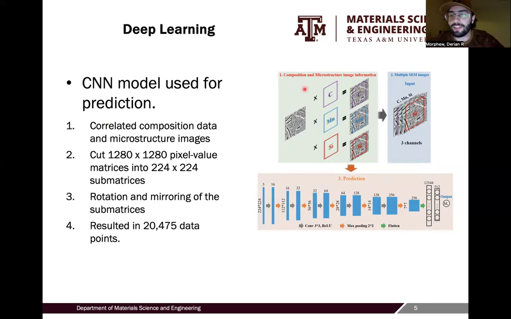And so this is the neat thing about deep learning, or machine learning in general, if you don't already know: there's no physical meaning of just multiplying the composition with the pixel values of the image. But what it does is for machine learning, it allows you to tie composition directly into microstructure, which was the goal of this paper, because the authors had stated at the beginning in their motivation that it's well known that Martensite start temperature depends on both the composition of your steel, as well as the resulting microstructure from various types of processing and heat treating.